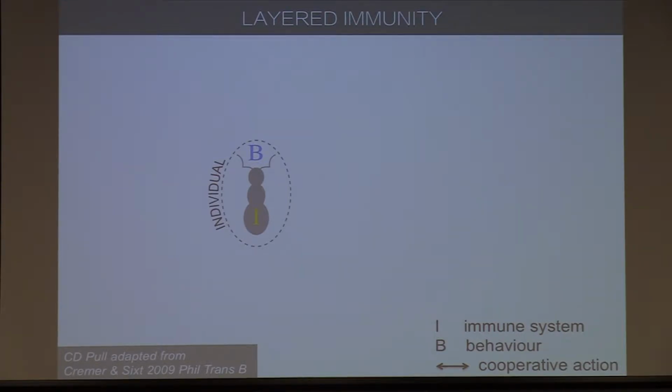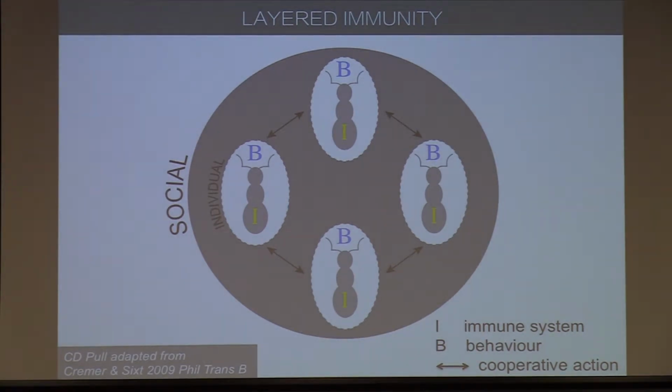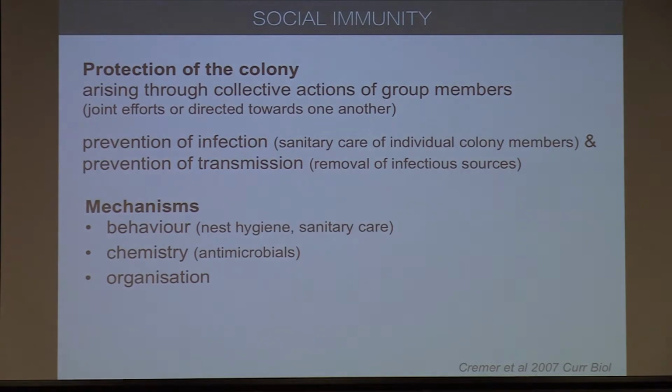But what makes these social insects very special in a way is that when all these individuals are interacting, a new layer of social immunity can emerge, and that comes from cooperative actions between these individuals. So they either do something together, like they change the temperature in the beehive, for example, or they do something towards one another where they really take care and perform sanitary care. And so this social immunity can then lead to a protection of the colony. And this protection of the colony can arise through these collective actions of the group members that are either joint efforts or directed towards one another.